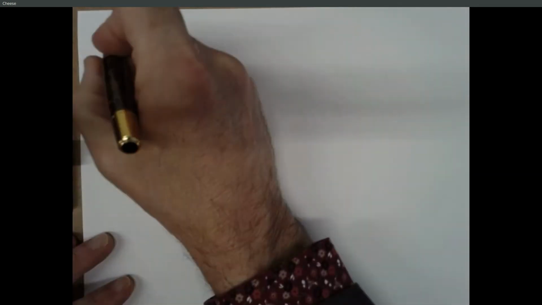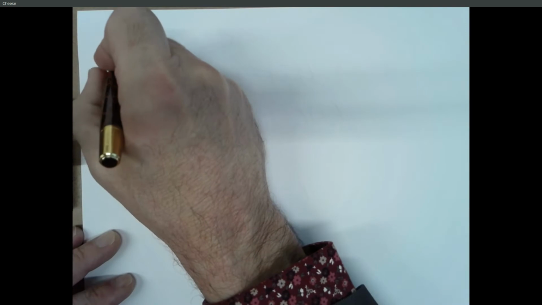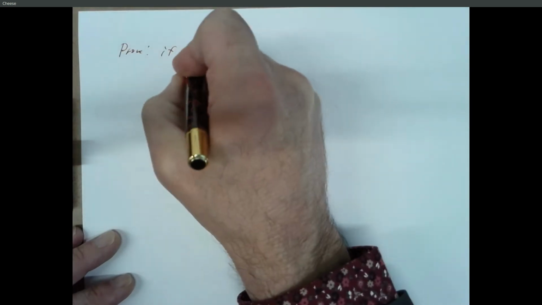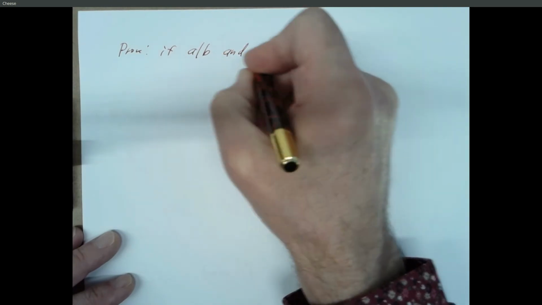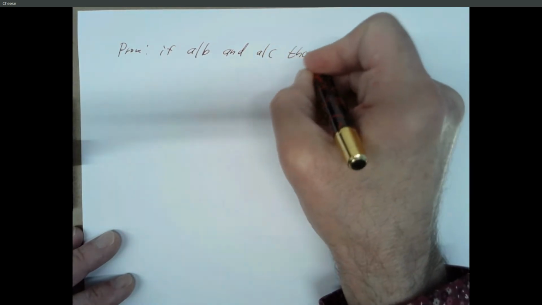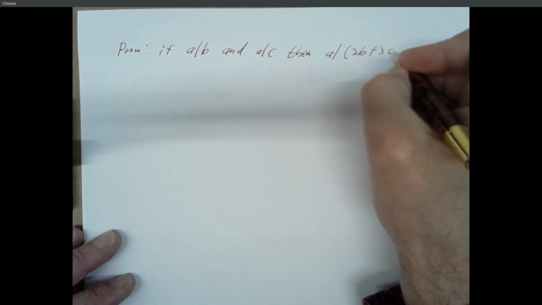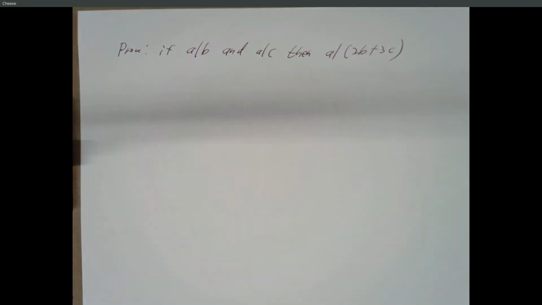And then the other one I looked at most closely was this proof. Prove if A divides B and A divides C, then A divides 2B plus 3C. And almost everybody nailed this perfectly. It was so cool to see.